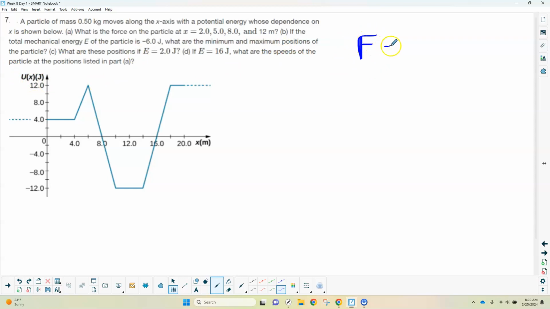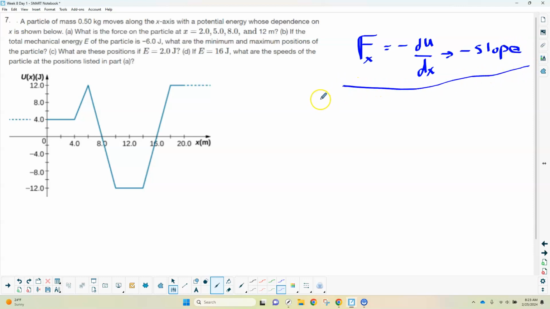So the force is equal to the negative of dU/dx. This is just for an x direction, and this is going to be an x direction force. So that's what we want. So really dU/dx, that's the slope. So it's the negative of the slope. So we just have to find the slope of each of those sections and take the negative of it to get the answer for the amount of force.